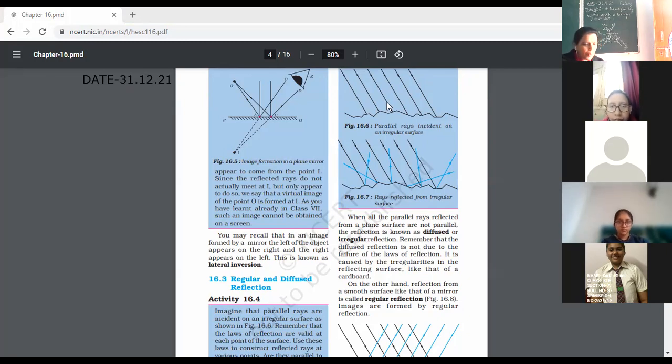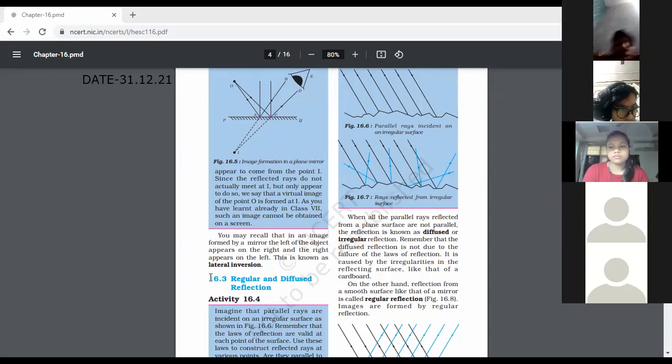First of all, let's study what we mean by regular and irregular reflection. Neha Jain, continue reading. When all the parallel rays reflected from a rough or irregular surface are not parallel, the reflection is known as diffused or irregular reflection. Remember that diffused reflection is not due to the failure of the laws of reflection. It is caused by the irregularities in the reflecting surface, like that of a cardboard. On the other hand, reflection from a smooth surface like that of a mirror is called regular reflection. Images are formed by regular reflection.